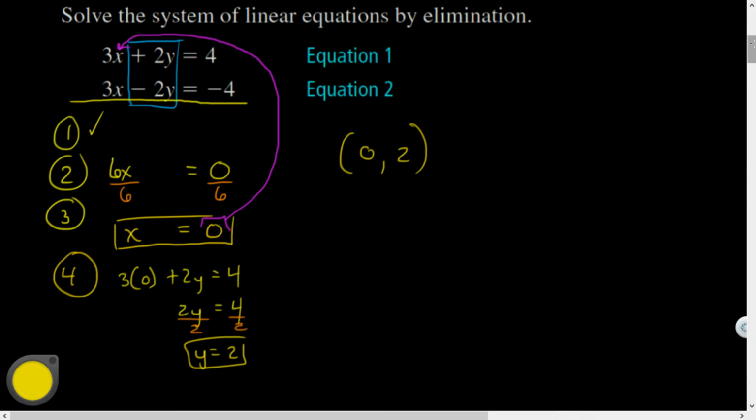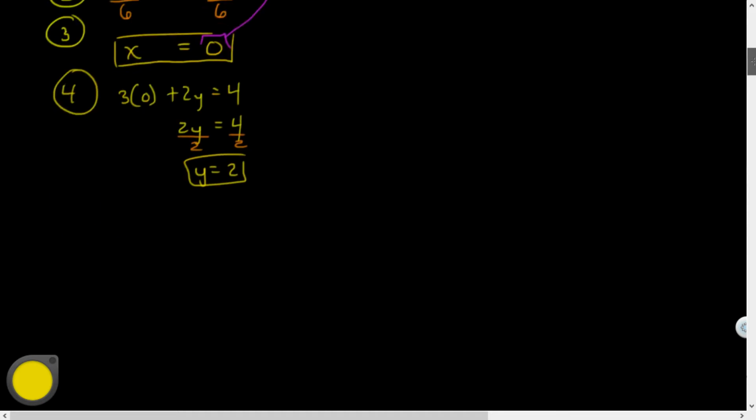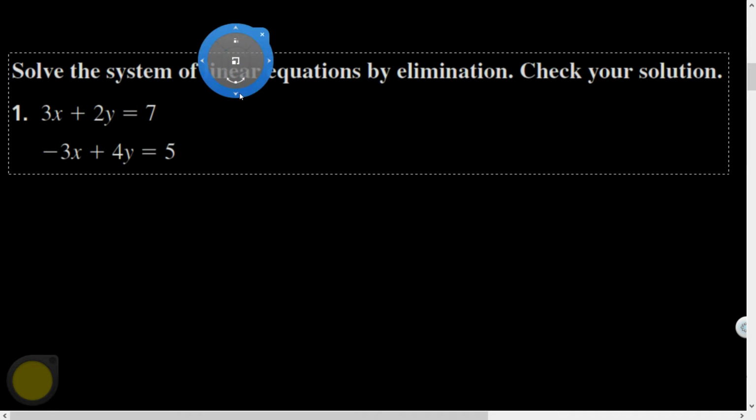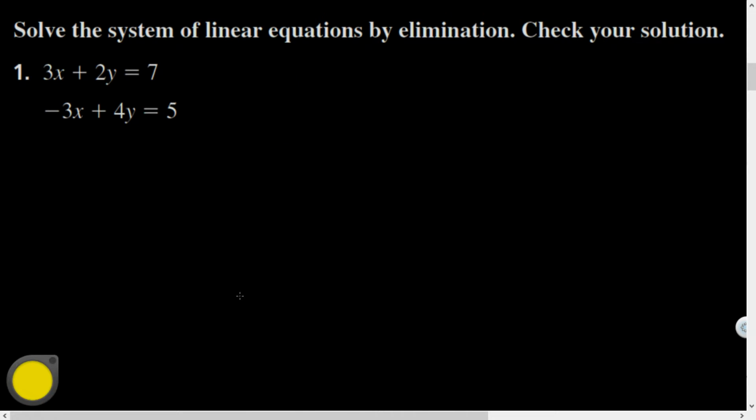So there we go. Let's look at another example, shall we? I've got this monitoring progress question 1 that we're going to do together. We're going to do a few of these, and we're specifically targeting steps 2 through 4 today. But let's verify that step 1 is done. Step 1, multiply one or both equations by some constant, or just a number, so that one pair of like terms has opposite coefficients.